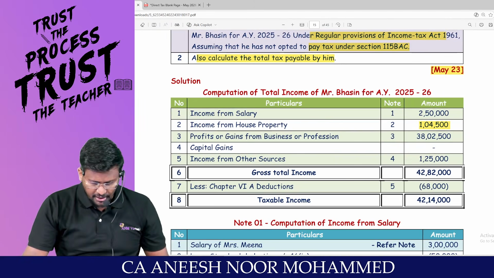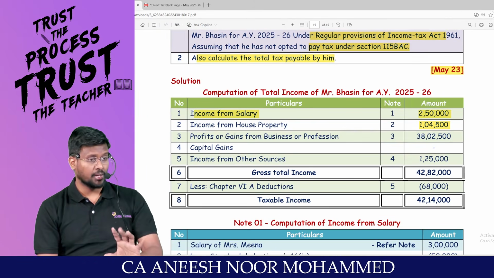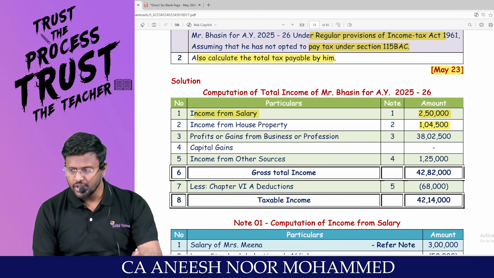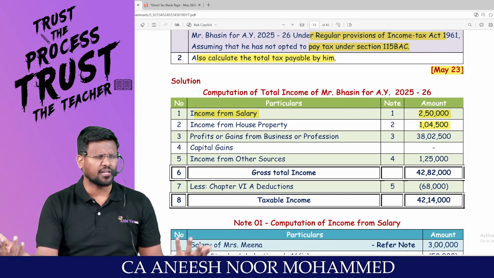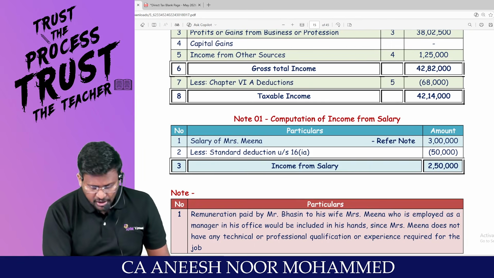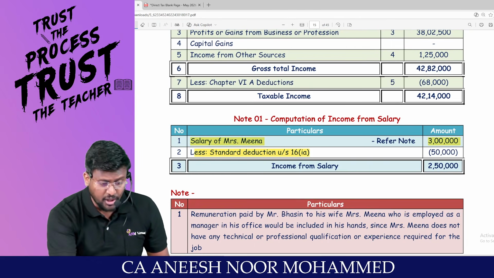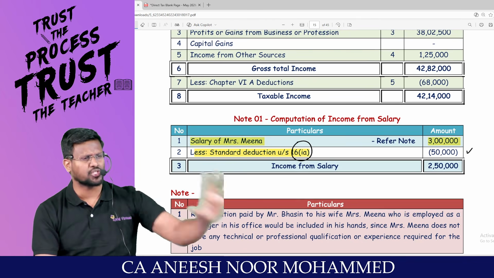Can we do the first head, income from salary? Actually, Bashin does not have salary income, but his wife has salary income in a concern in which he has a substantial interest, where she does not possess any professional or technical qualification. That means salary of Mrs. Meena, 3 lakh, less standard deduction under 16(1)(a). Why 50,000? Because he is traveling through the optional tax regime.